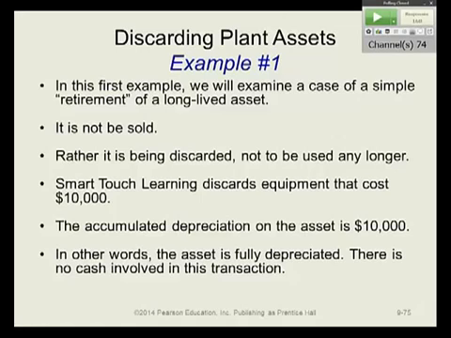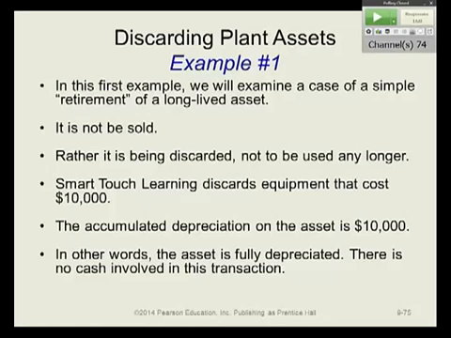I've added a few examples here for you. The first one says that we're going to retire the asset. We're not going to sell it, we're just going to scrap it. No cash received, no assets received. So it's no longer used by the company, and therefore they're going to simply scrap the asset. The asset had a cost of $10,000, and the accumulated depreciation on the asset is also $10,000. So therefore, its book value is 0. This is the simple case. If the book value is 0, there would be no gain or loss. Right? So if the book value is 0, there is no gain or loss.